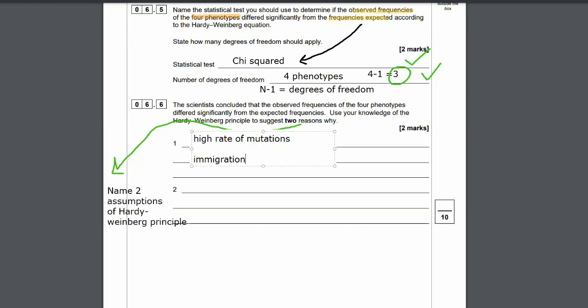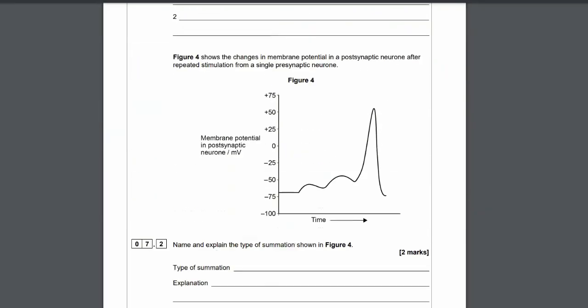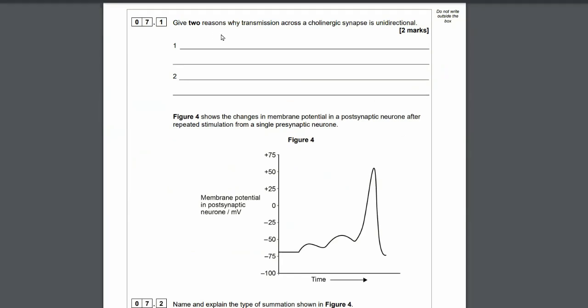There shouldn't be a high rate of mutation. So, for example, a high rate of mutation would be a reason why it's not appearing as the expected frequency. Mating should be completely random. Now, when is mating random? Birds like to mate with the male who has the best song, or the peacock with the best feathers. Mating is very rarely random, but the Hardy-Weinberg principle starts off on the basis that mating is completely random and not selected for. And there shouldn't be any selection of a particular allele. So any of those can get you the marks. There are about 7 different assumptions you can make with the Hardy-Weinberg principle.